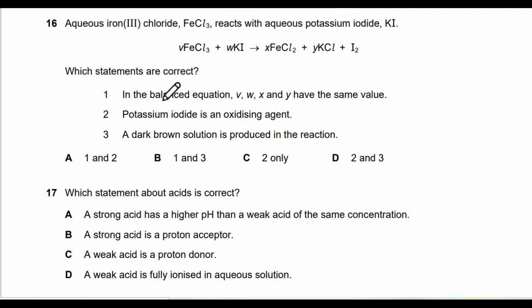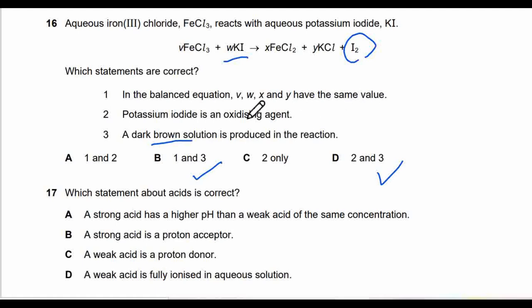Which statements are correct? Number 1, in the balanced equation, V, W, X, and Y have the same value. Number 2, potassium iodide is an oxidizing agent. Number 3, a dark brown solution is produced in the reaction. So when we produce iodine, iodine has a dark brown solution. So 3 will be correct. Now let's choose between 2 and 3 or 1 and 3. For 1, in the balance, we have to balance this.